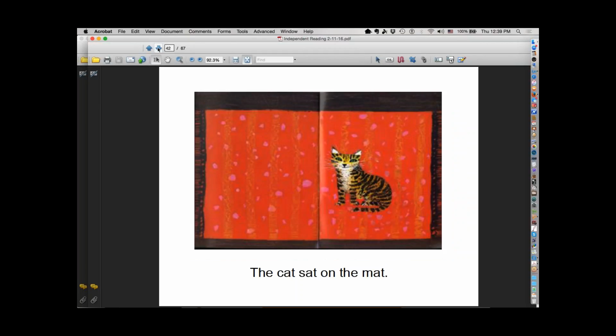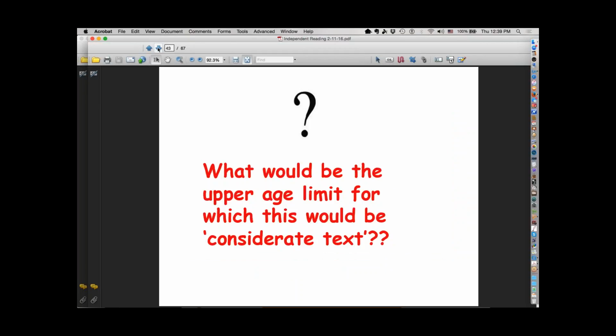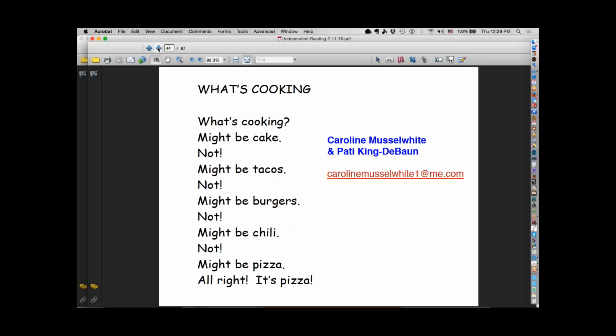The cat sat on the mat. So just a very fun, clever book. But again, what's the upper age limit for this, which would be considered text? And I think you're probably not going to say higher than 8. So now we need to think about how do we find other kinds of books.